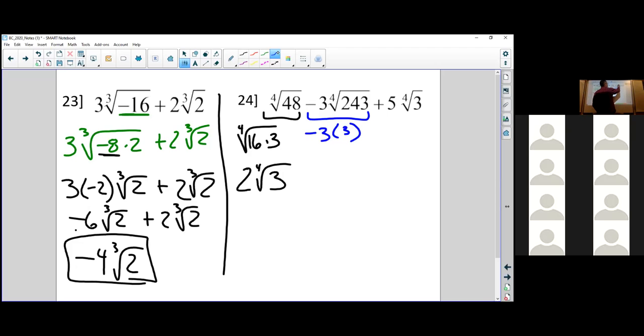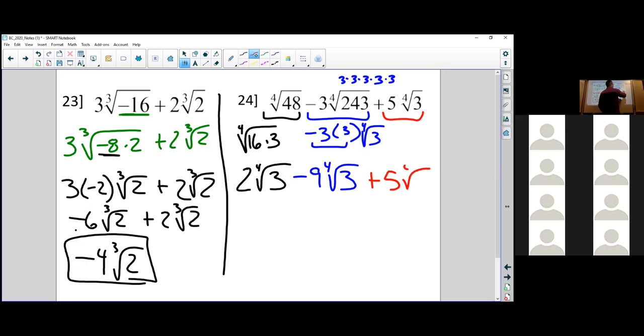Oh, and I have one more. So 343 is 1, 2, 3, 4, 9, 27, 81 times 3. So there's one more 3 left over. Okay, so that's going to give me -9 fourth root of 3. And fortunate for us, there's nothing to go here. So now I have, these are all the same. So I'm going to go 2 minus 9 is -7. -7 plus 5 is -2. Fourth root of 3.